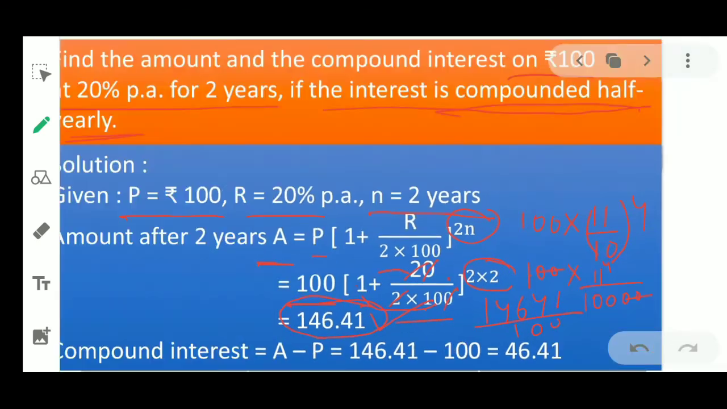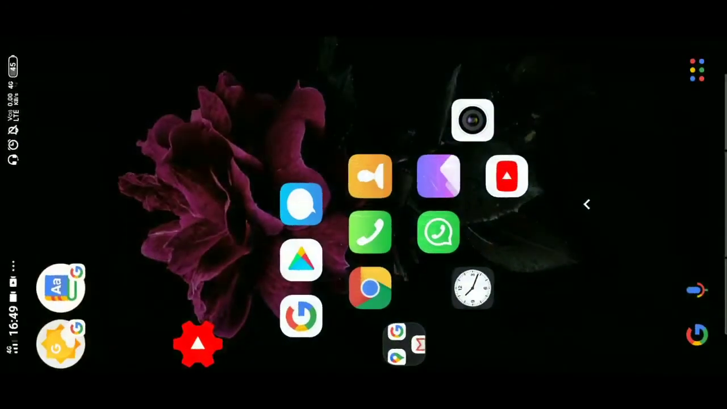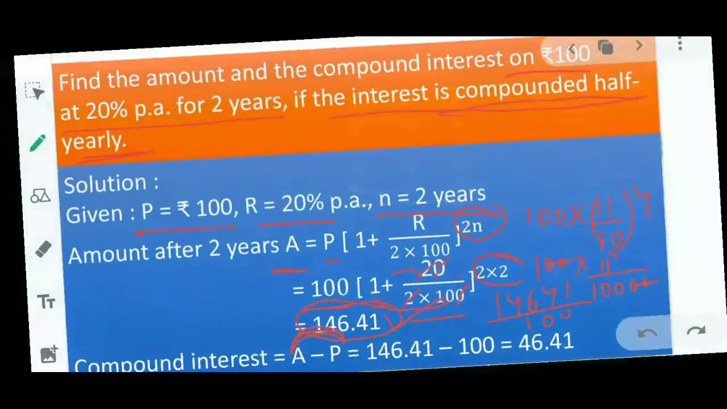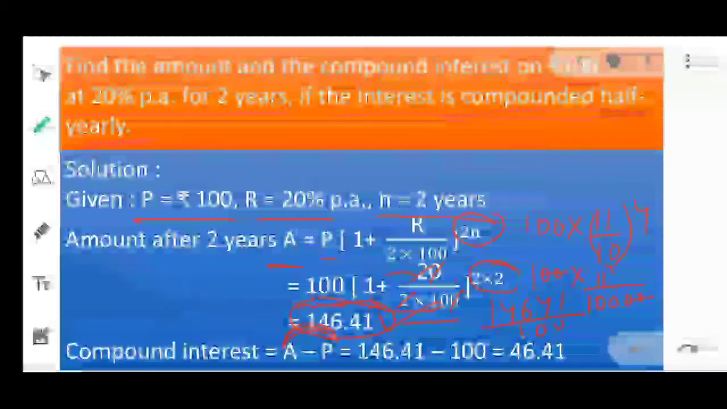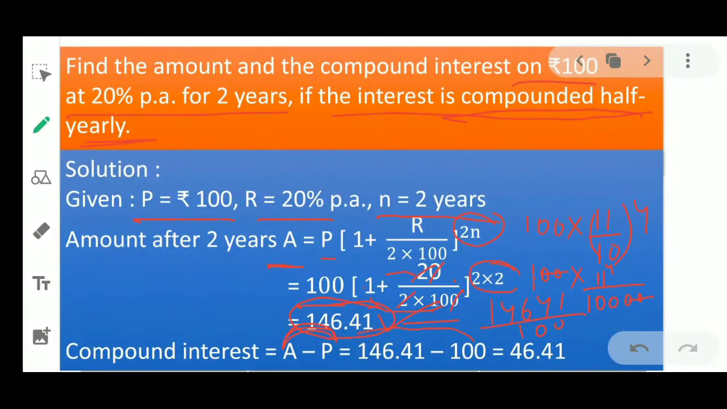This will be 146.41. Clear? Now the compound interest is A minus P. So 146.41 minus 100 will be, wait a minute, 146.41 minus 100 will be 46.41. That is the compound interest, and the amount is 146.41.